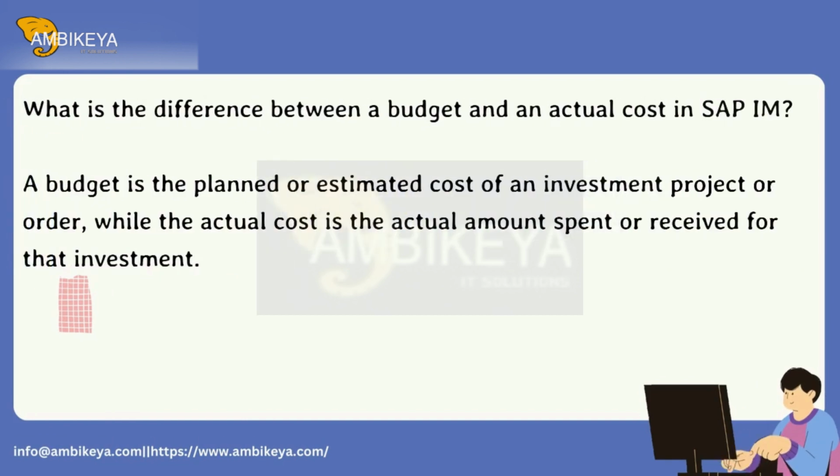What is the difference between a budget and an actual cost in SAP IM? A budget is the planned or estimated cost of an investment project or order, while the actual cost is the actual amount spent or received for that investment.